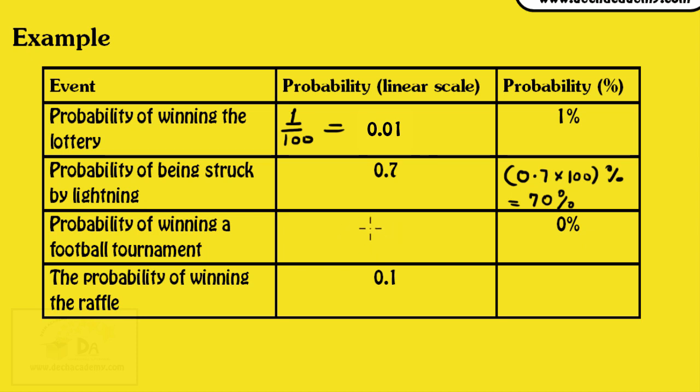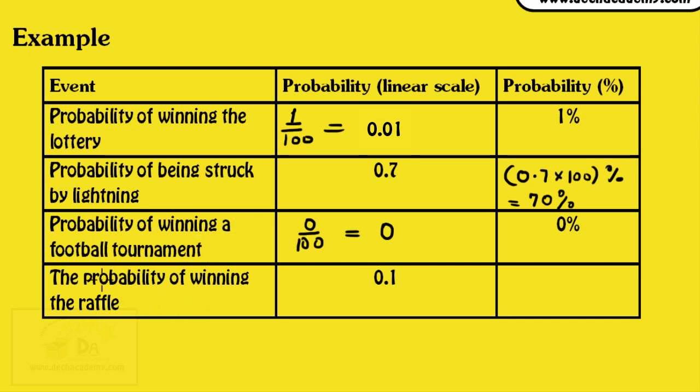So moving on, the probability of winning a football tournament is given as 0%. We basically need to fill in the gap, find the linear probability. To convert from a percentage probability to a linear probability, all we have to do is drop the percentage symbol and divide the number by 100. 0 divided by 100 is 0. So this event is an impossible event for whatever team this is.